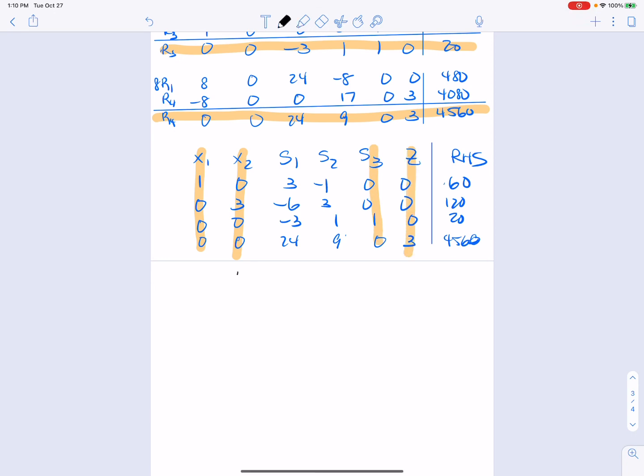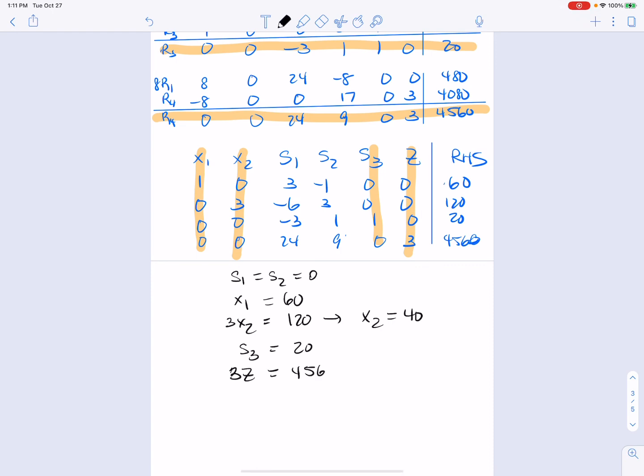So here's what we have. S1 and S2 are both 0. It looks like x1 with a coefficient of 1 there is 60. It looks like 3x2 is equal to 120, which means x2 is equal to 40. It looks like S3 is equal to 20. And finally, it looks like 3z is equal to 4560, which means z is equal to 1520. And this is the max value.